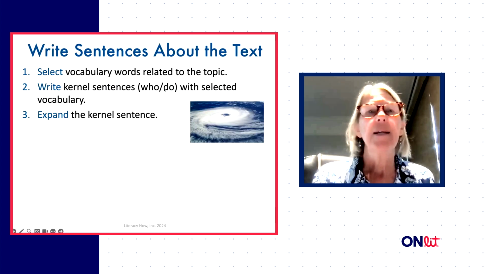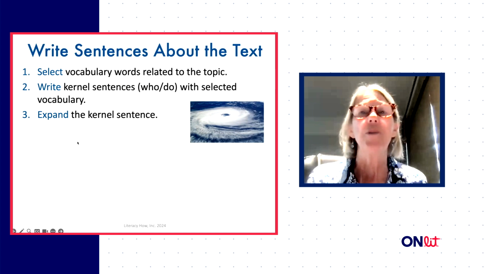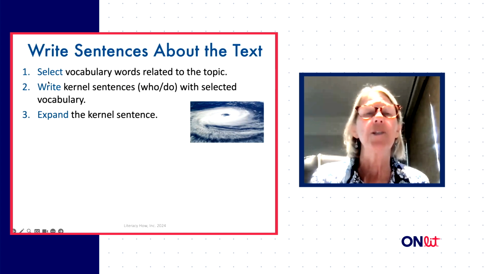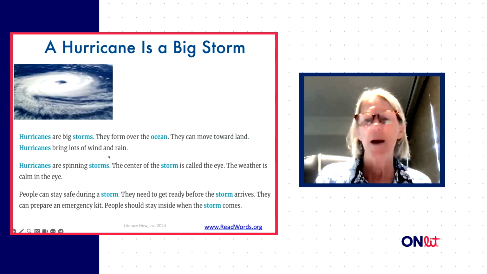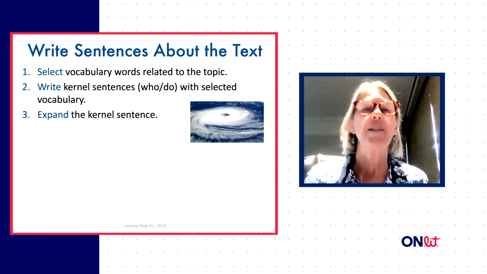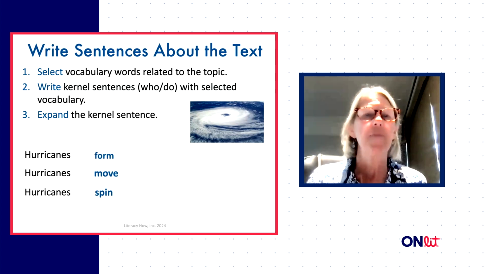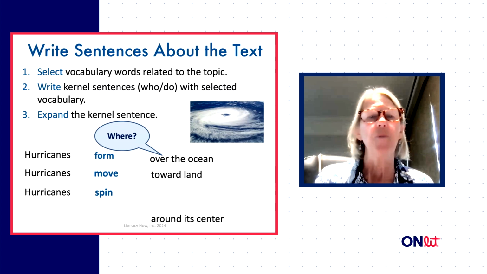And then they can write the sentences about this particular text. They're going to select the vocabulary words that we want them to use in their written work. They're going to start by writing a kernel sentence with the selected verbs, vocabulary. So in this case, they're going to write kernel sentences about hurricanes, maybe using the word storm. And then they're going to expand their kernel sentence with a where and a when phrase. So where did the hurricanes form, right? Where do the hurricanes move? Where do the hurricanes spin?